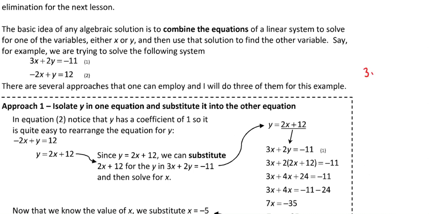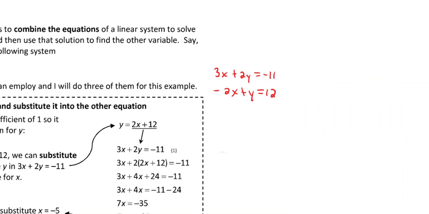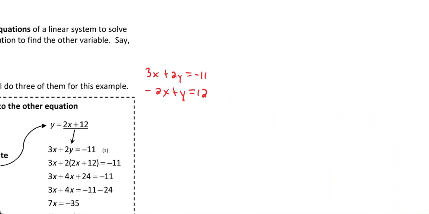So if we had 3x plus 2y is equal to negative 11, and then negative 2x plus y is equal to 12. Okay, so now why it's called the substitution method is I am going to substitute one of my equations into the other equation, right? You might not know what I mean yet, but that's fine. I'll kind of show you as we go here.